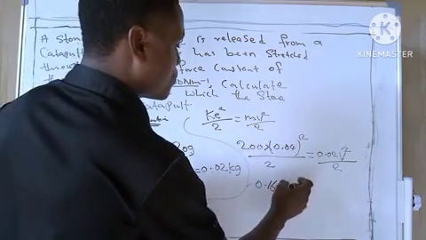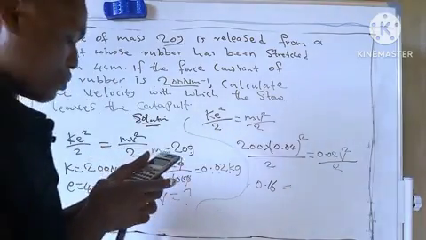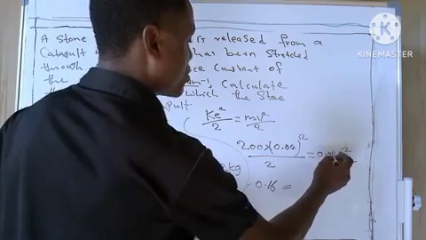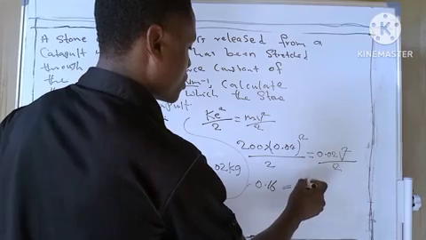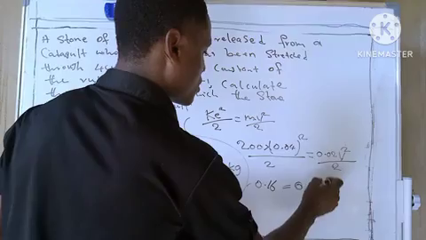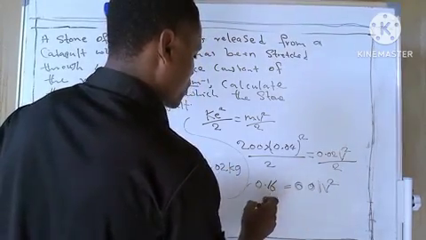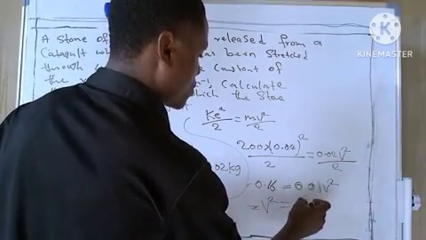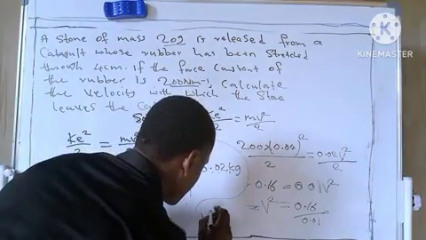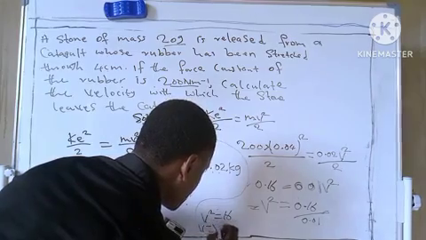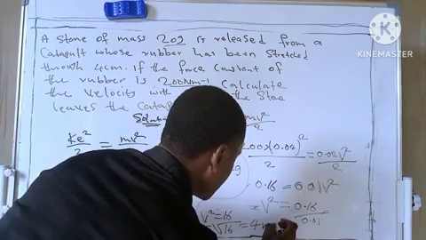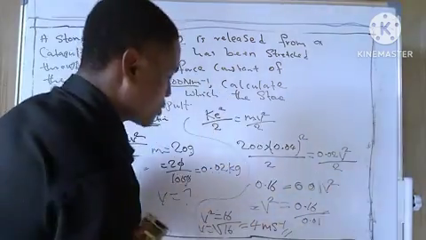Equal to 0.02 divided by 2. So 0.02 divided by 2 will give you 0.01 v squared. So v squared equal to 0.16 divided by 0.01, so v squared equal to 16. So v equal to the square root of 16, equal to 4. So it's 4 meter per second.